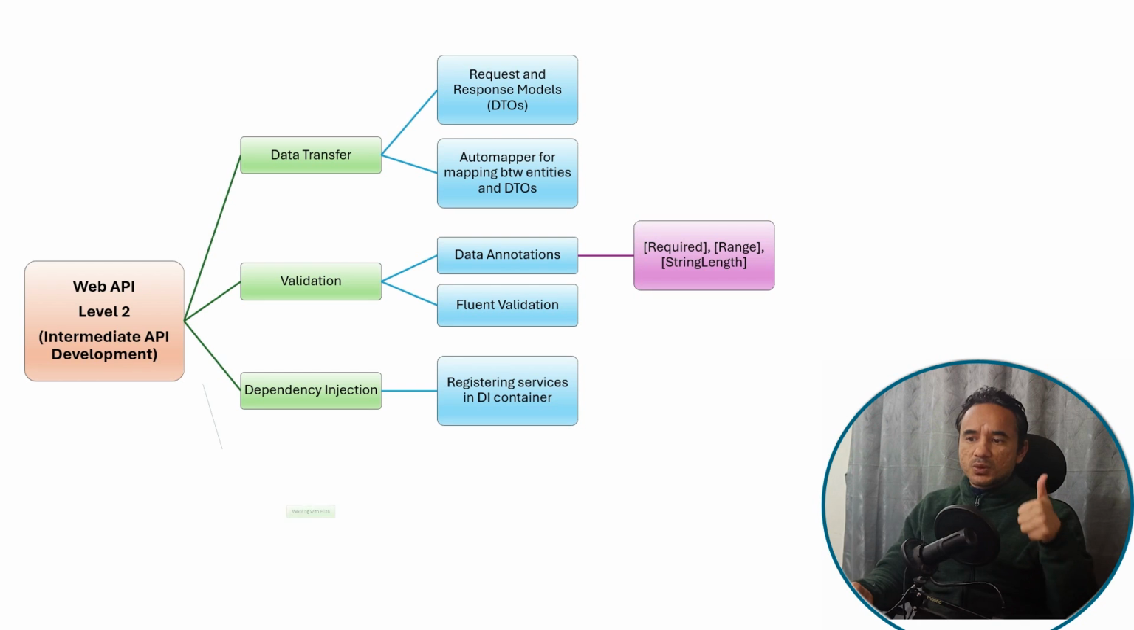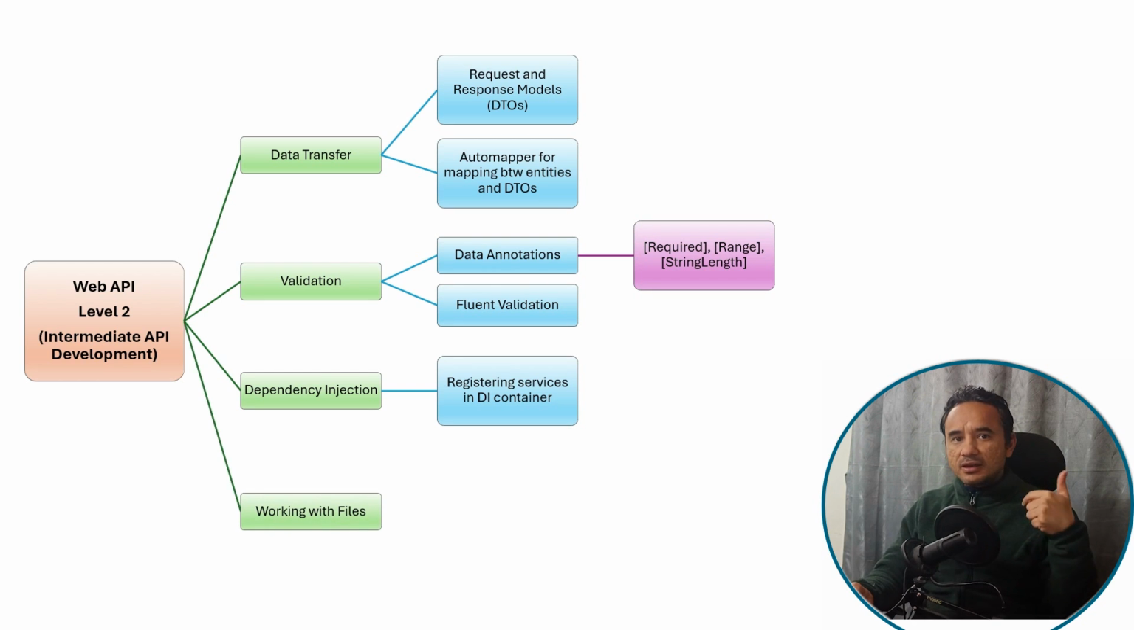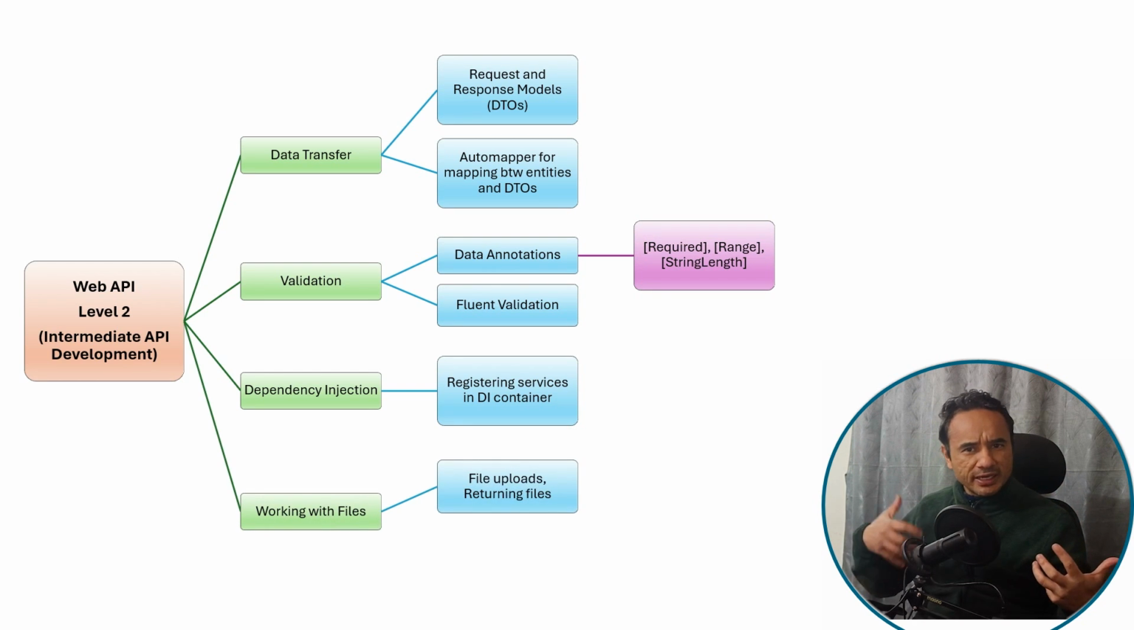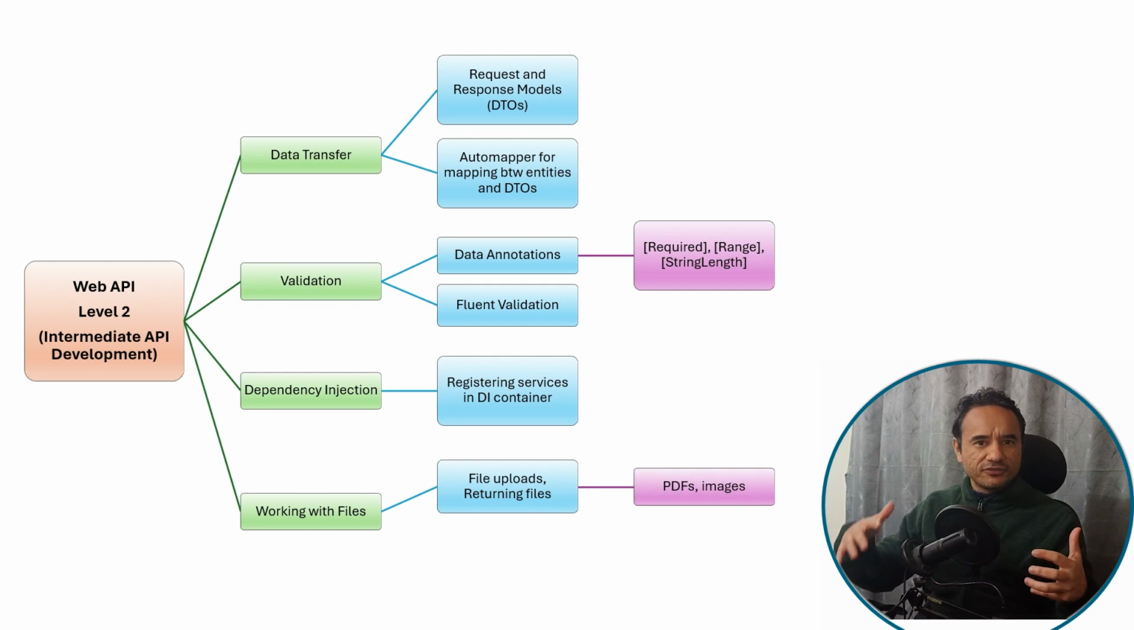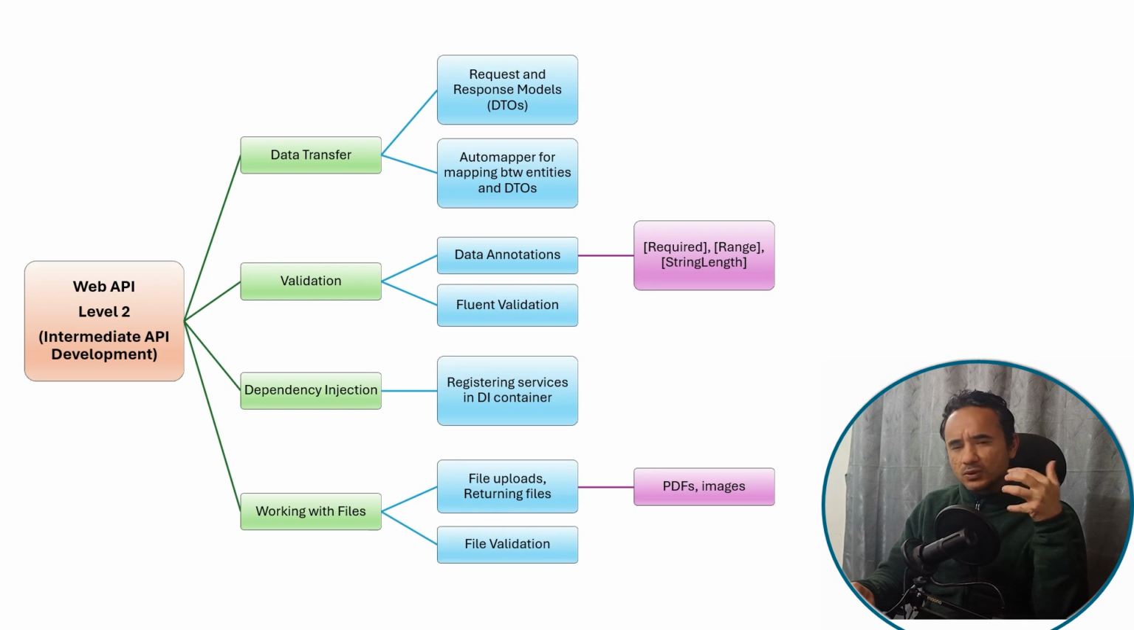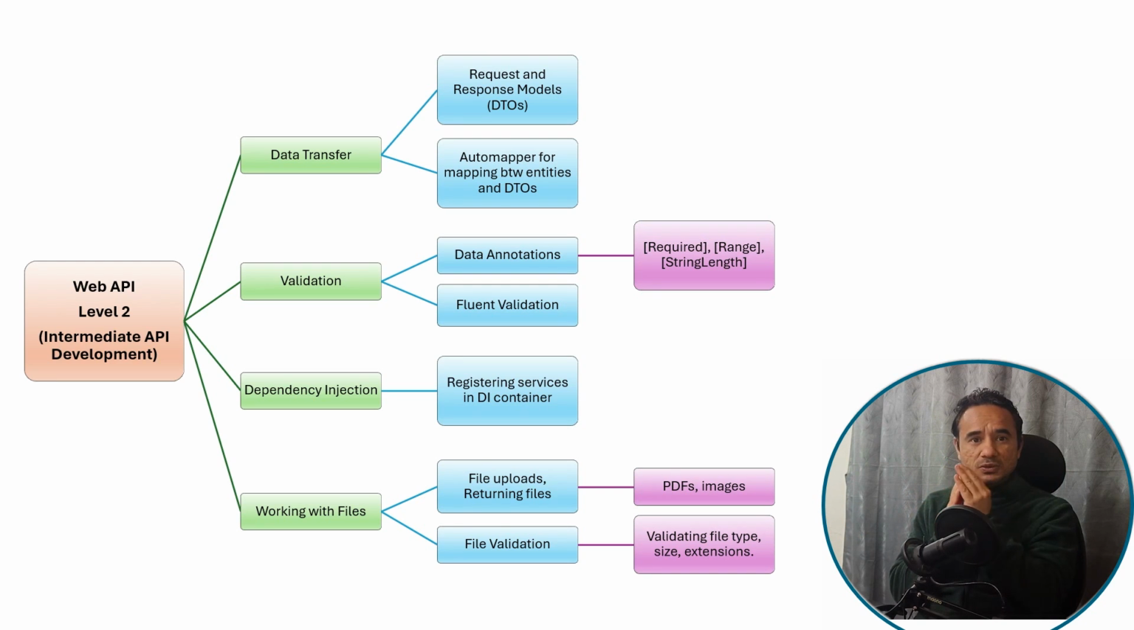Then next is working with files. Learn how to do file uploads and then returning files like PDF, images from your API, how to do all this. And yes, don't forget to do the file validation also, like validating file type, size, extension, etc., and correctness of the files. Okay, so this is level 2 of the web API roadmap.